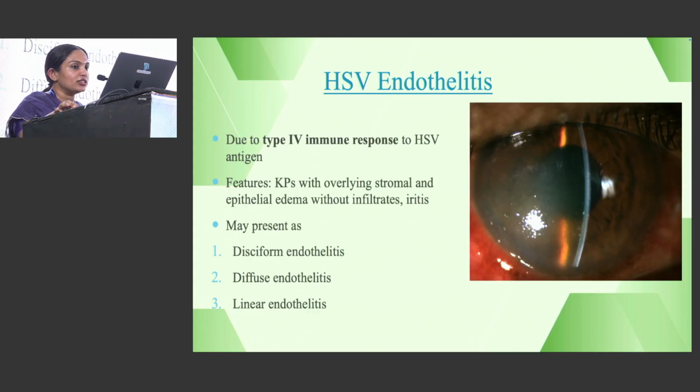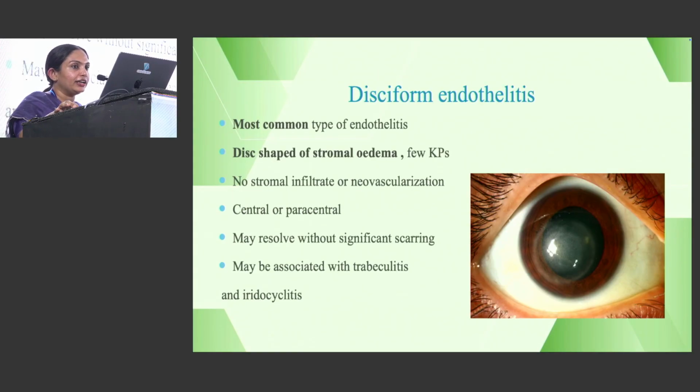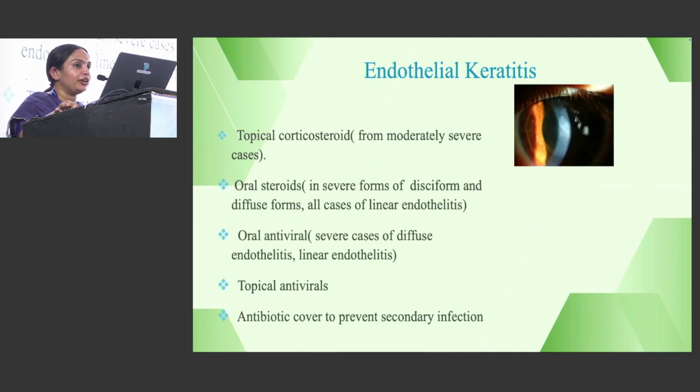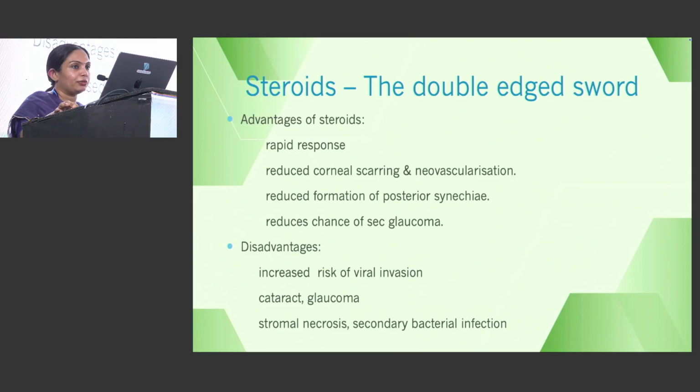Endothelitis is another cause. It can be disciform, diffuse or linear. In all types of endothelitis, your treatment should be topical steroids, and oral steroids if there is severe inflammation. Oral antivirals have to be started. There is a role for starting five times a day for at least 3 weeks in cases where the endothelium, iris and trabecular meshwork are involved. Give topical antivirals if there is overlying epithelial involvement. Secondary infection needs to be prevented with a broad spectrum antibiotic.